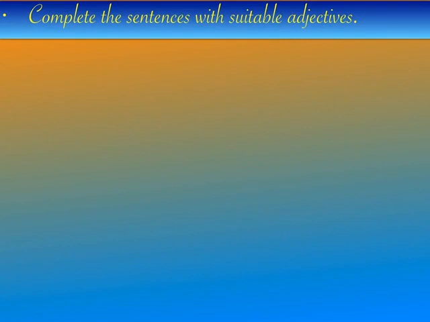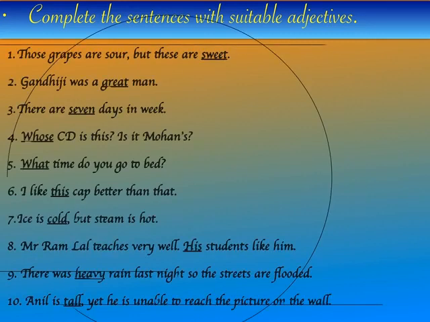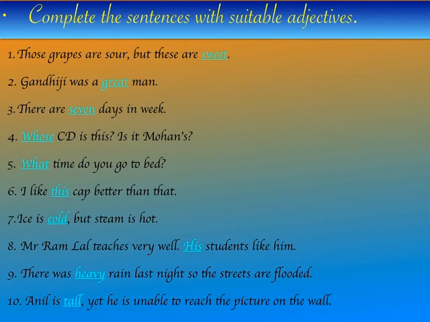Let's see the exercise which I gave you in the previous video. It was to complete the sentences with suitable adjectives. So here you need to use the adjective which describes the noun. So let's see the answers. The first one, those grapes are sour but these are sweet. Gandhiji was a great man. So here the word great is describing the noun man.